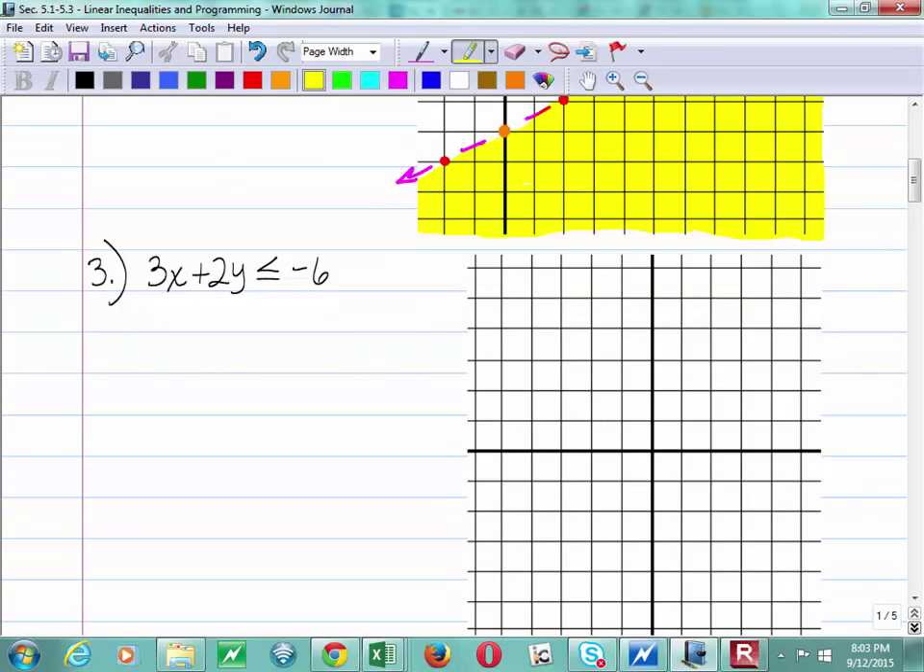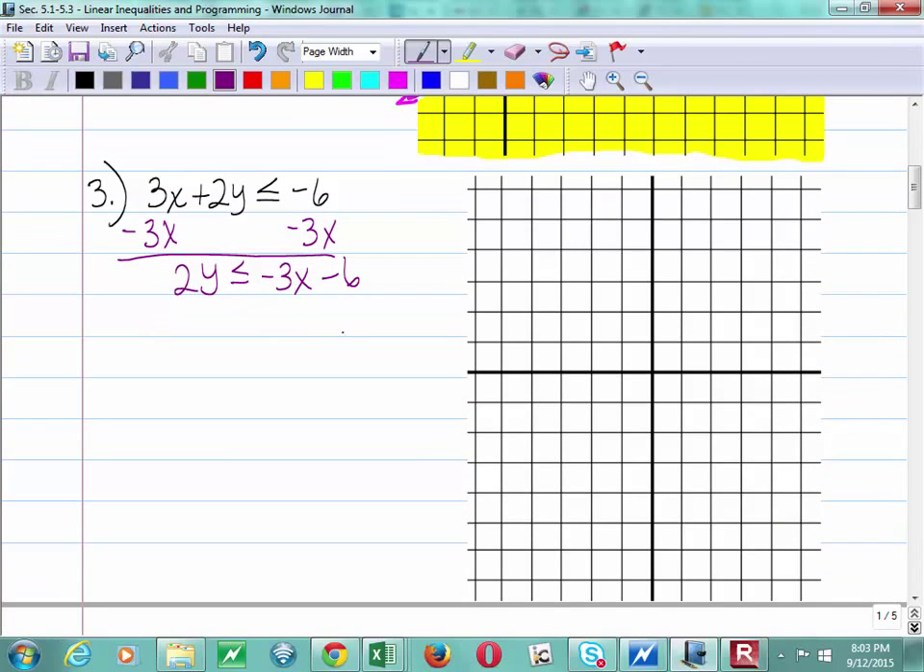Now in number 3, the first thing we have to do is put this into slope-intercept form. So I'm going to subtract 3x from both sides. That gives me 2y is less than or equal to negative 3x minus 6. Then I will divide both sides by 2. So that's going to give me y is less than or equal to negative 3/2 x minus 3.